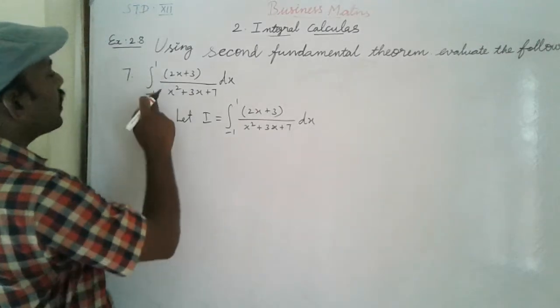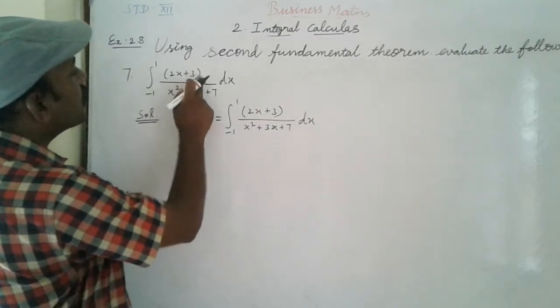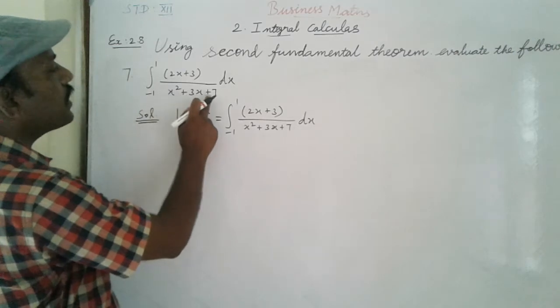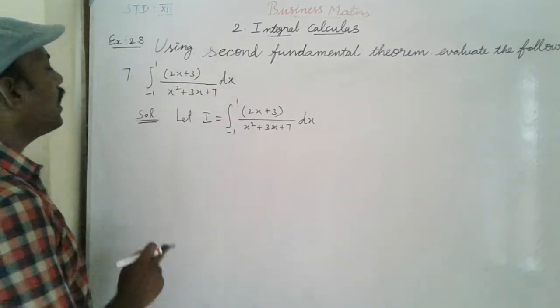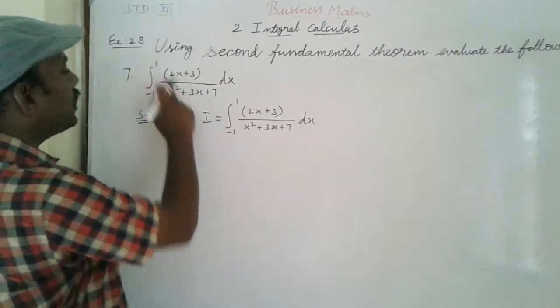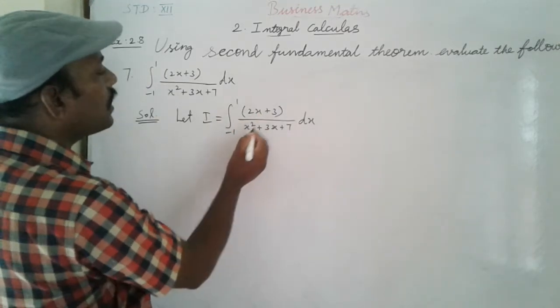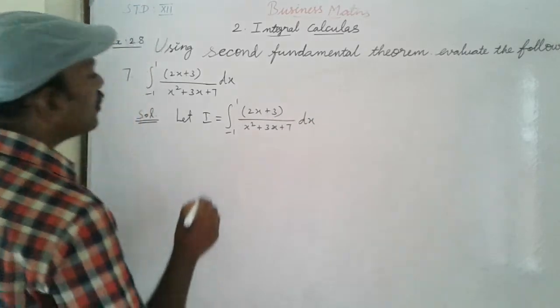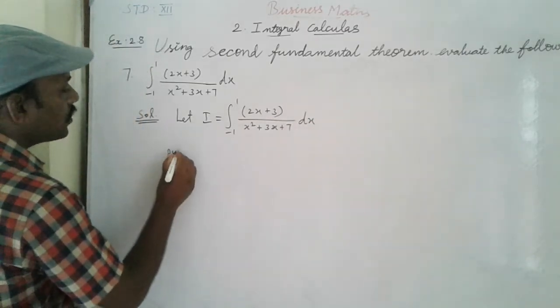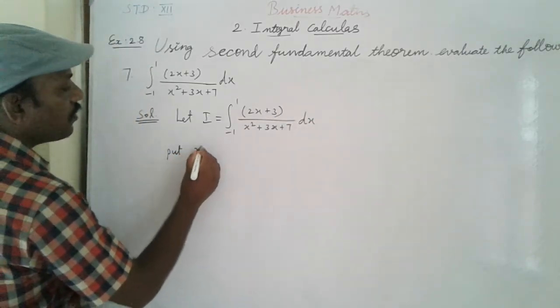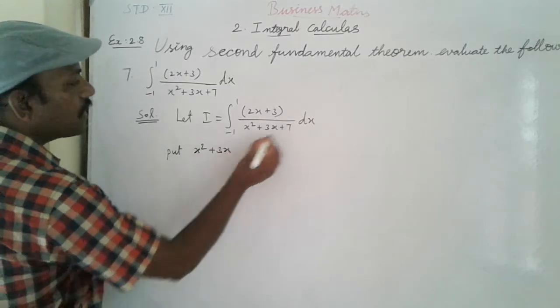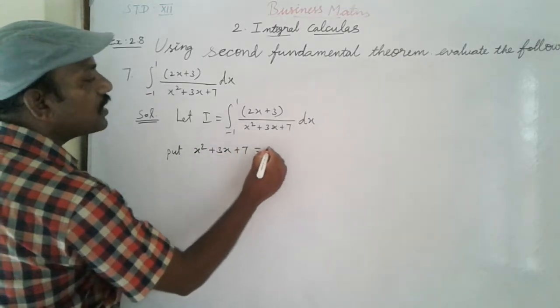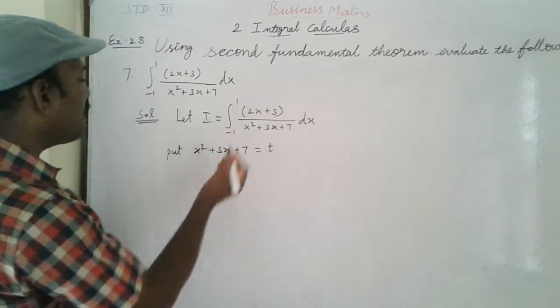Seventh sum: integral from minus 1 to 1, (2x plus 3) divided by (x square plus 3x plus 7) into dx. Solution: let I equal to the integral from minus 1 to 1, (2x plus 3) divided by (x square plus 3x plus 7) into dx. So we should put t equal to x square plus 3x plus 7. We should differentiate with respect to x.